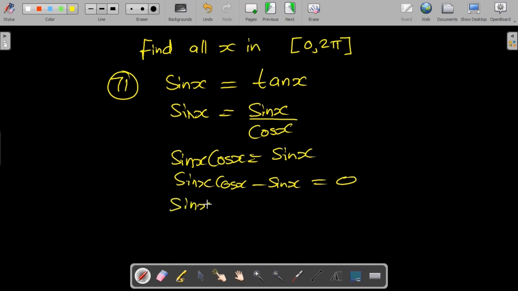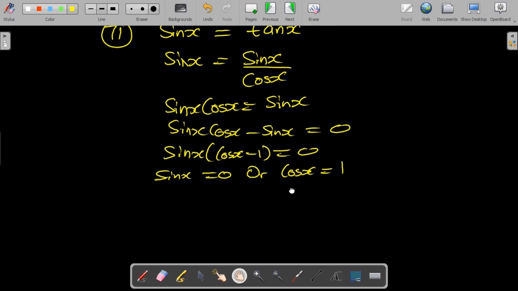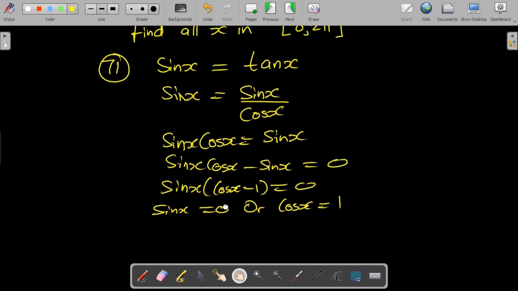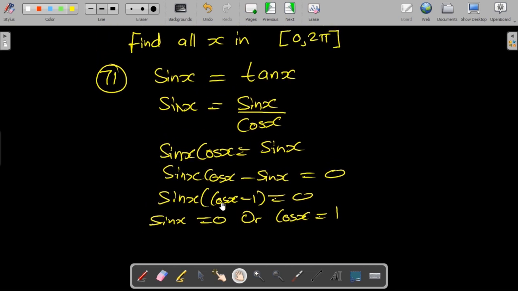So if you factor out sine, then you're going to have cosine minus 1 equals 0, and you can now solve this. So sine x equals 0 or cosine x equals 1. You can now focus on finding the general solutions on each side, then make sure that your final answers are actual angles and they fall within this restriction.